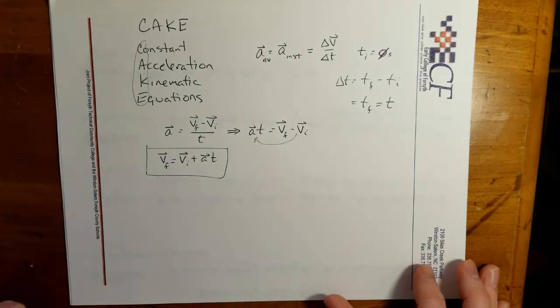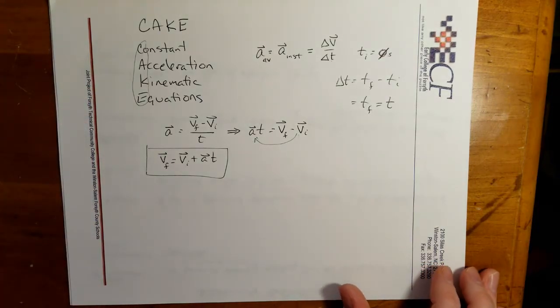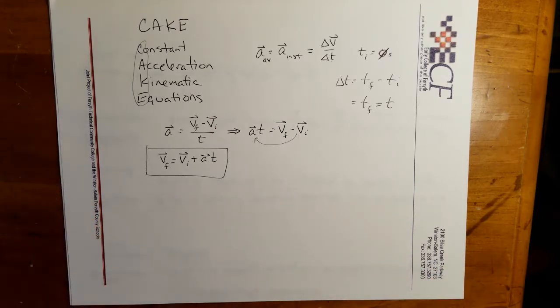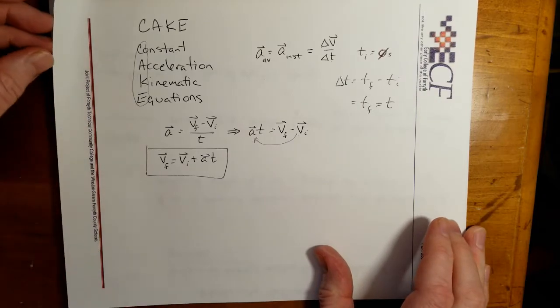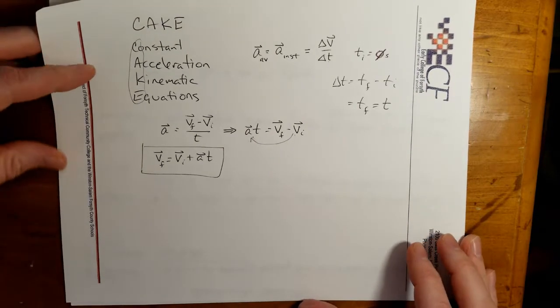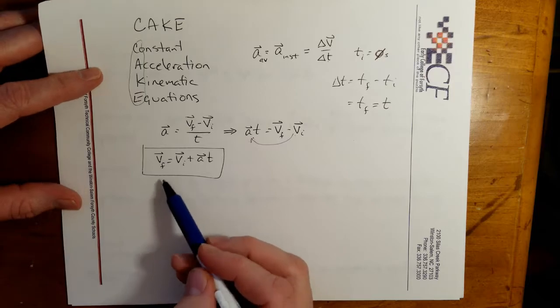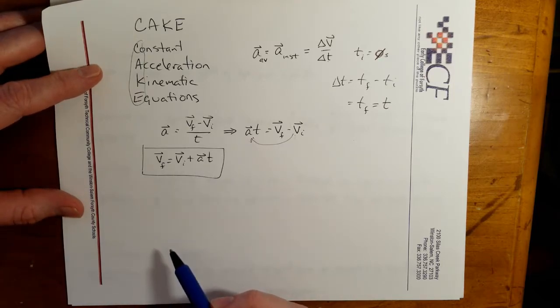Now, this is not like Newton's laws, where Newton's first law is set. Every textbook always says Newton's first law is the same. This just happens to be the first one that I'm deriving. It's typically also the first one that textbooks derive, but it's not ordered in any particular method. So that is the first of the CAKE formulas right there.